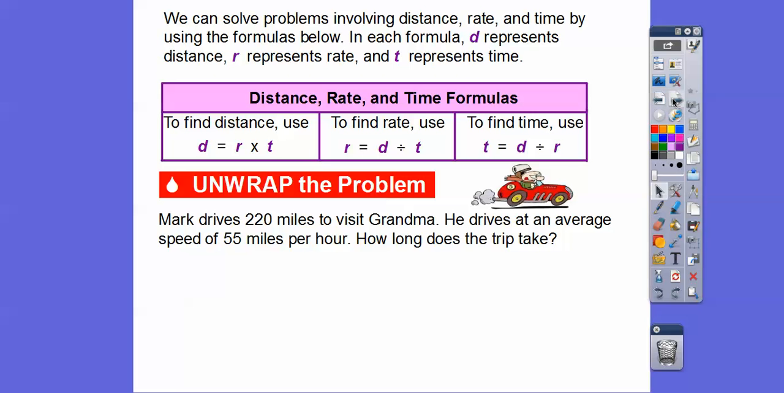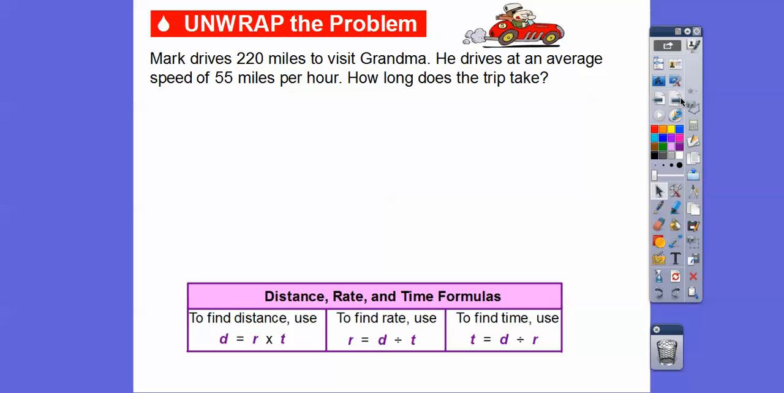All right, so we got a couple of them here. Here's the first one. So there's Mark in a speedy car right there. Mark drives 225 miles to visit Grandma. He drives at an average speed of 55 miles per hour. Okay, so this miles per hour is our rate, and this is our distance. So how long does the trip take? Long means what's the time it's going to take? So we're going to use this formula right here, because it's asking for the time.